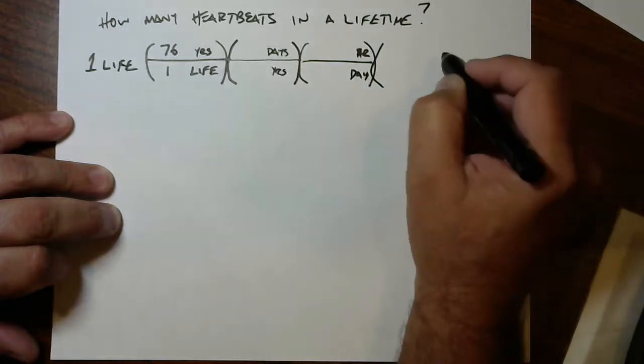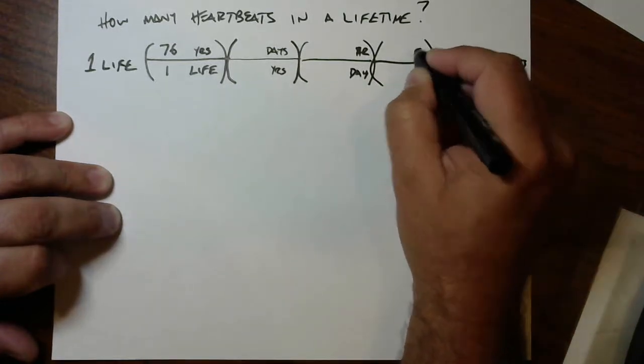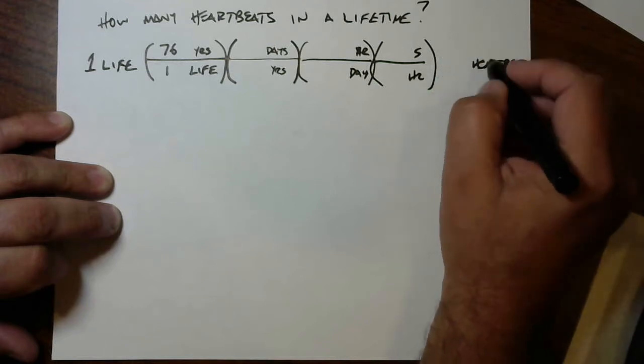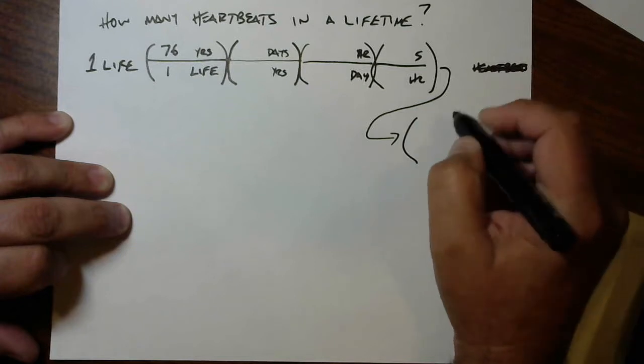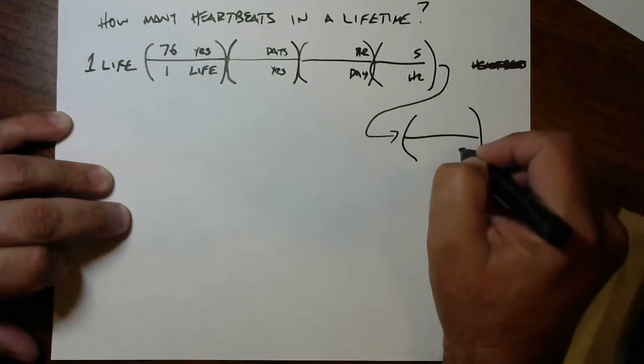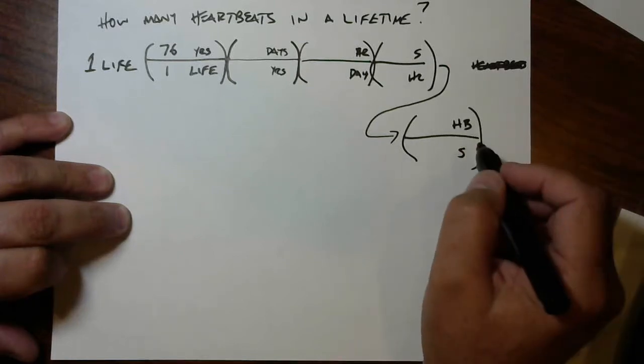And then hours we can turn into seconds pretty easily. And then, well, I got to make some room down here. We got to go whoop down here. And then we're going to multiply by how many seconds is one heartbeat. Okay, that's going to give us our answer.